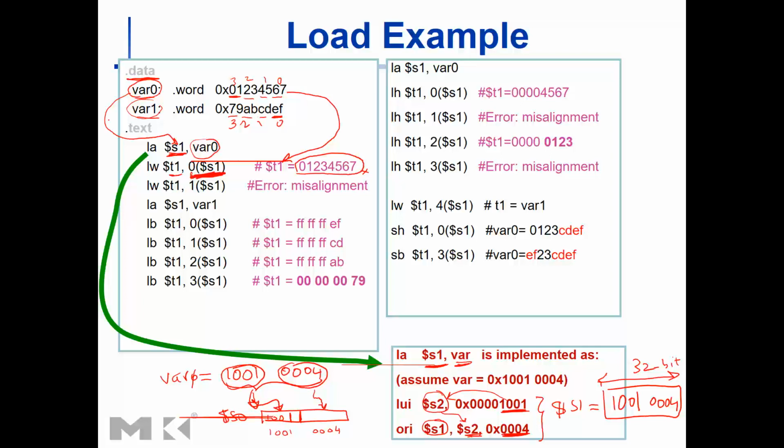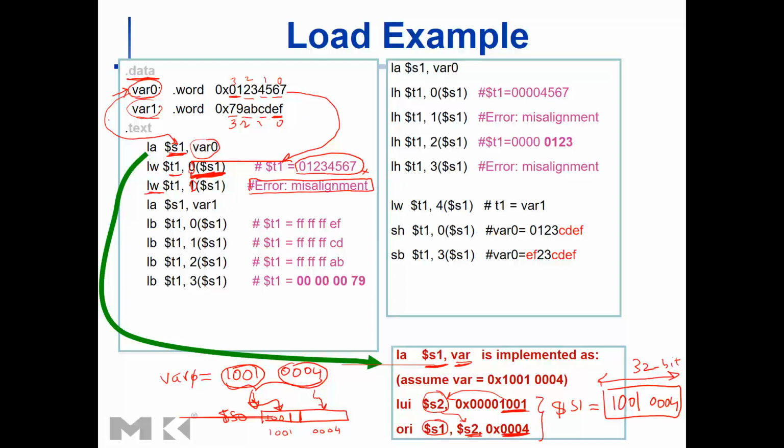Now, what if instead of a displacement of 0, I add a displacement of 1? This address here is divisible by 4 because it's a word address. If I add a 1, the address will not be divisible, and therefore I cannot load a word from an address which is not divisible by 4. So that's why I will get a misalignment error.